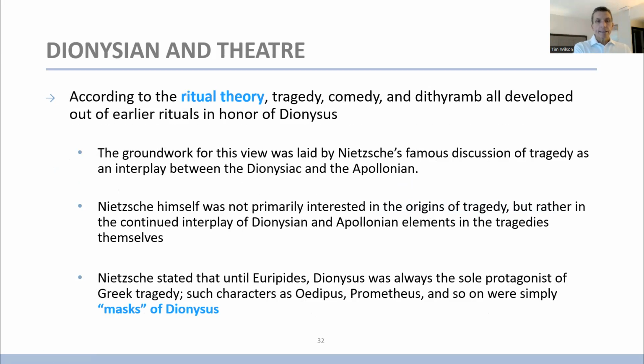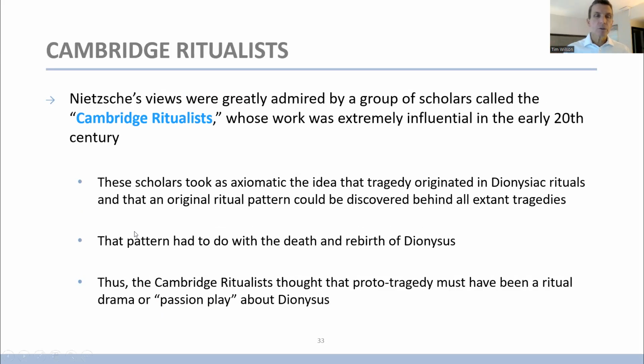And Nietzsche stated that before Euripides, Dionysus was always the sole protagonist of Greek tragedy. So other characters, Oedipus, Prometheus, and so on, are masks of Dionysus, according to Nietzsche. These Nietzschean themes were picked up by the Cambridge Ritualists, who were working in the first half of the 20th century, and are still heavily influential in scholarly endeavors into Greek tragedy.